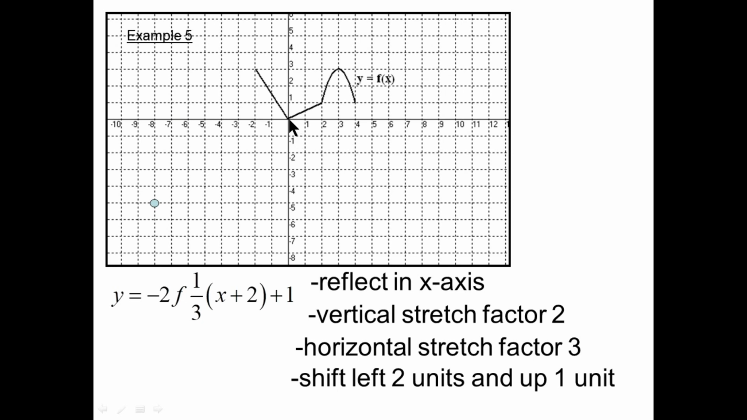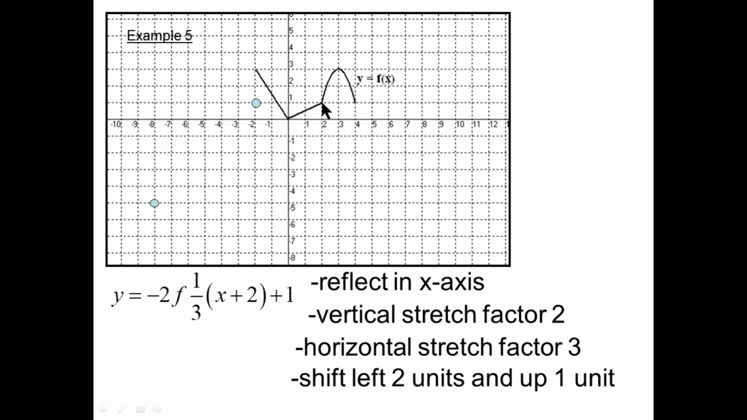Let's go to this next vertex point, corner point, with my eyes on the list. Reflect in the x-axis. It stays invariant. Vertical stretch, it stays invariant. Horizontal stretch, it stays invariant. Simply shift left 2 and up 1. And a point goes there.